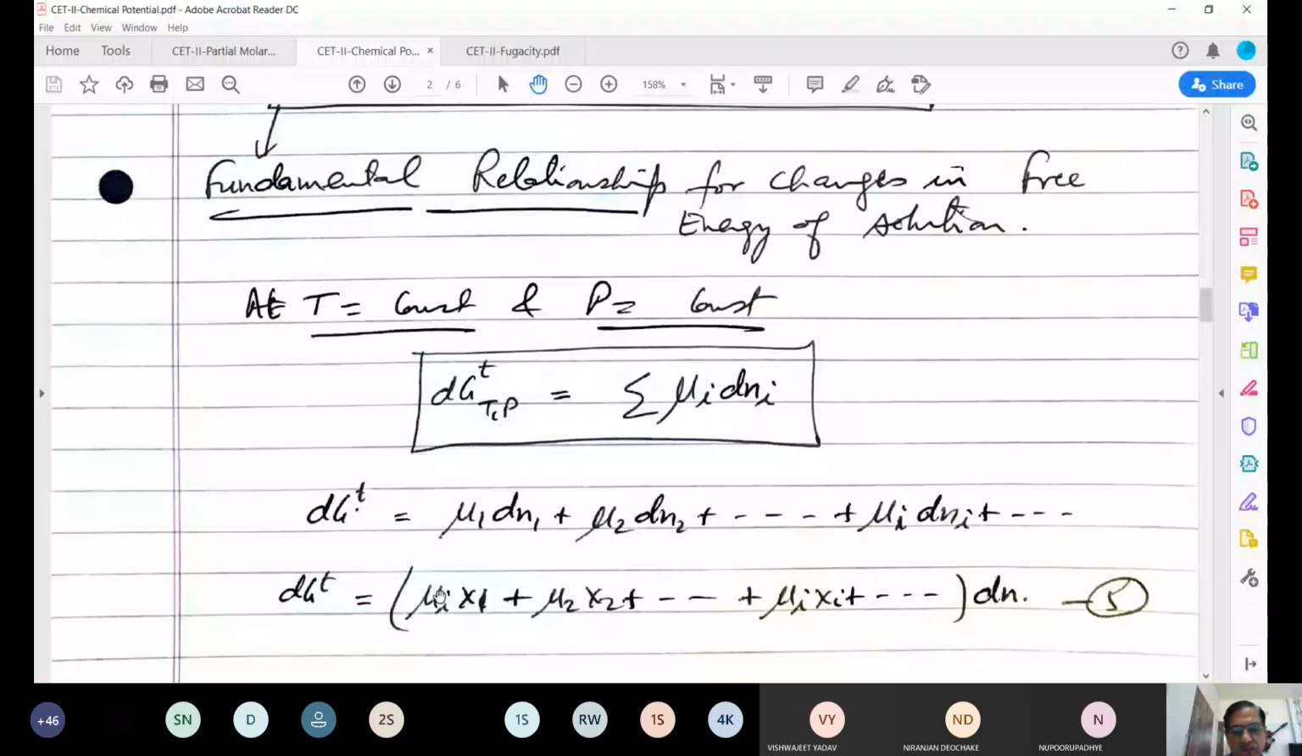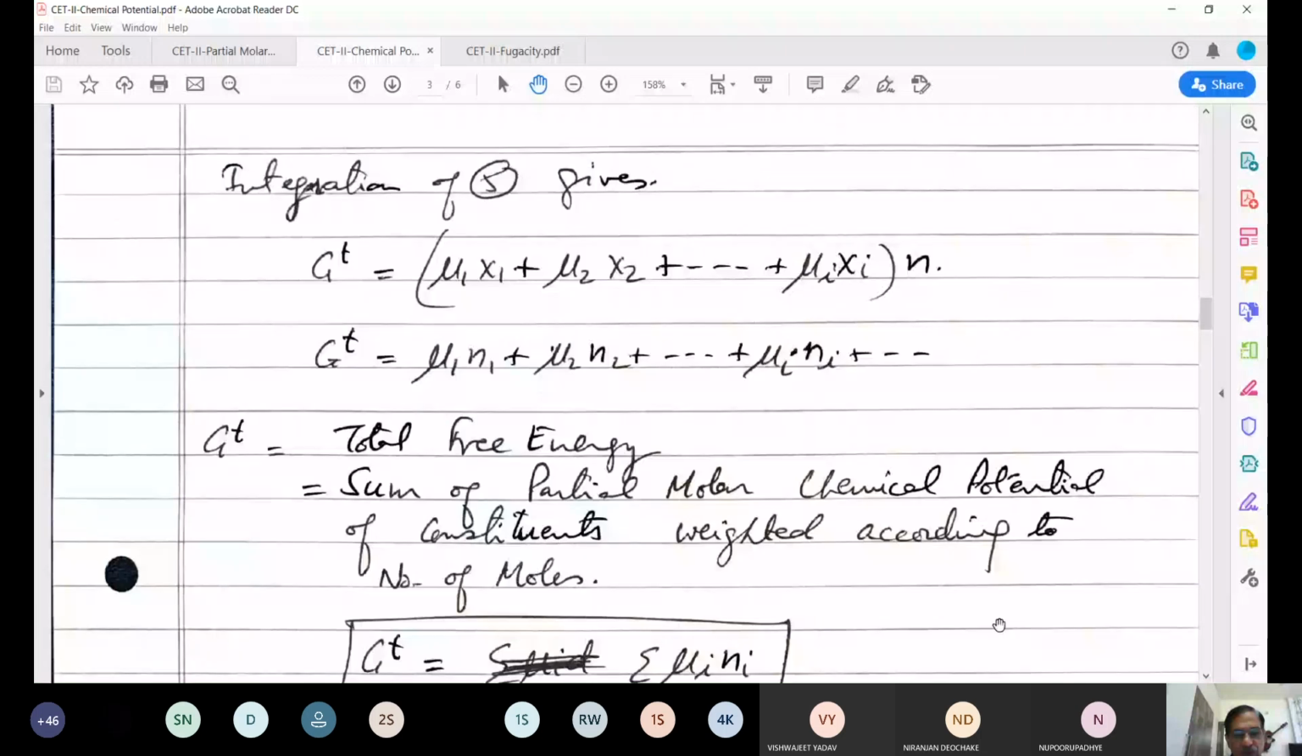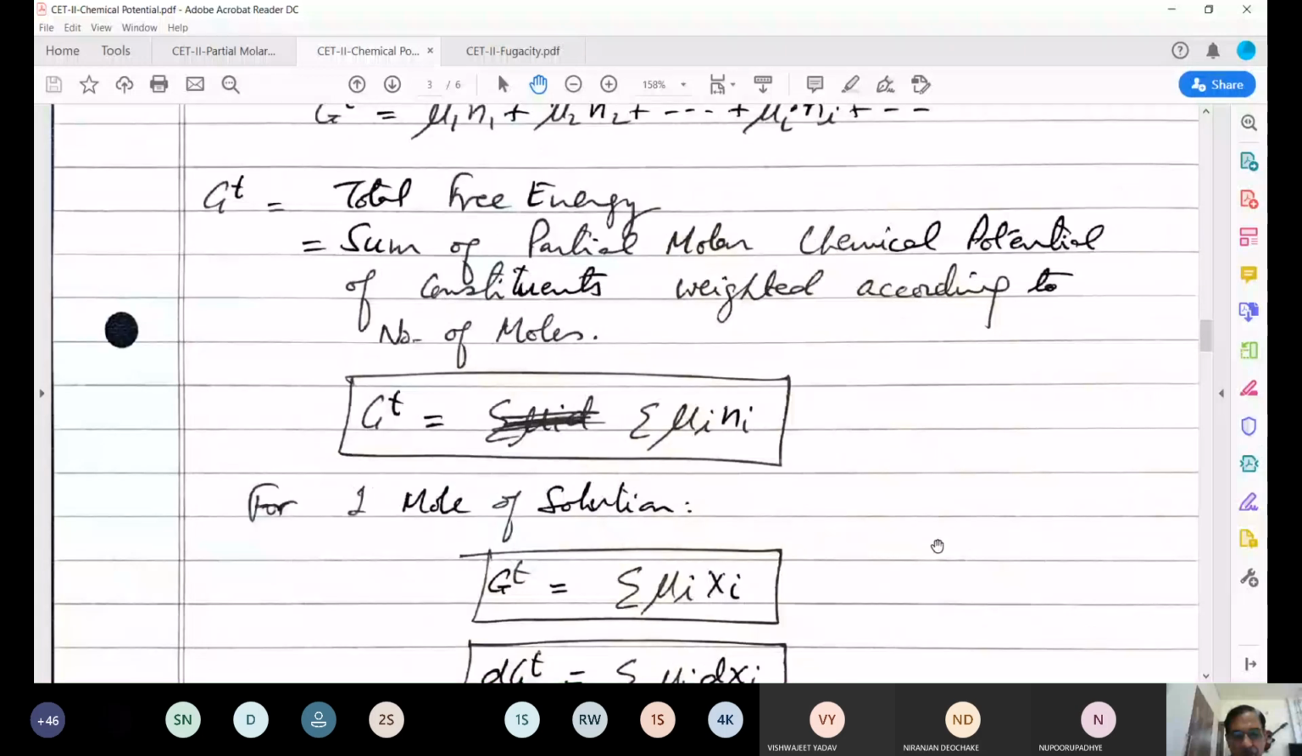This is mu1 x1 plus mu2 x2. So what we get is Gt is equal to summation of mu I Ni, and for 1 mole of solution we get Gt is equal to summation of mu I Xi, because n total is equal to 1.